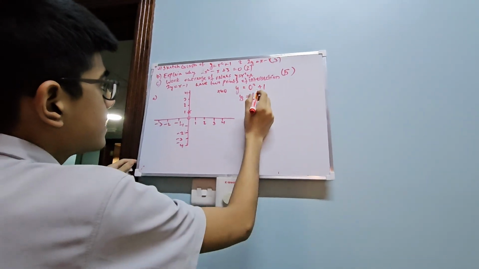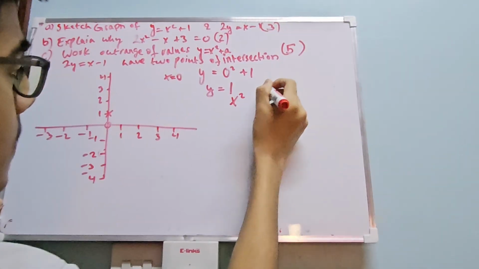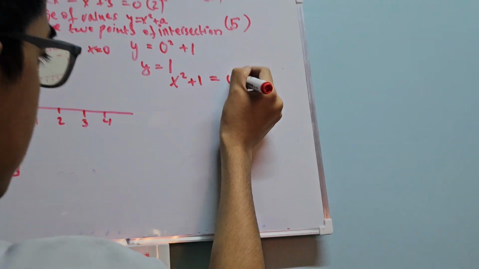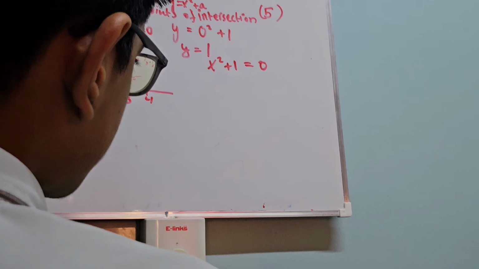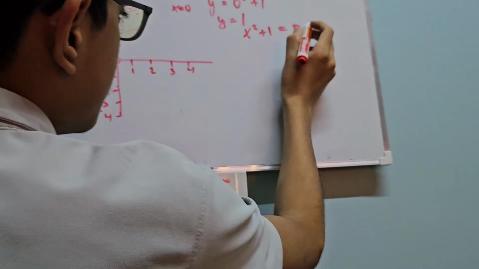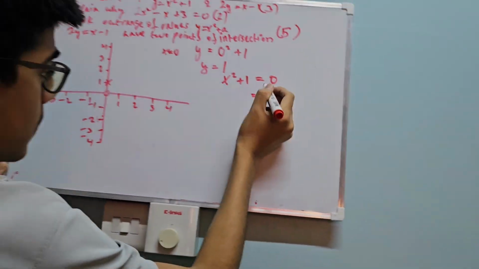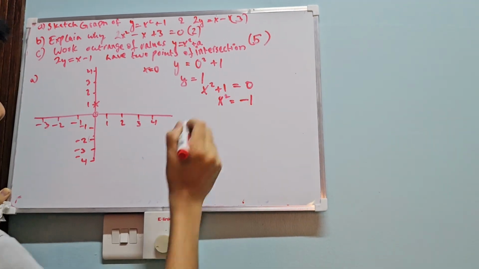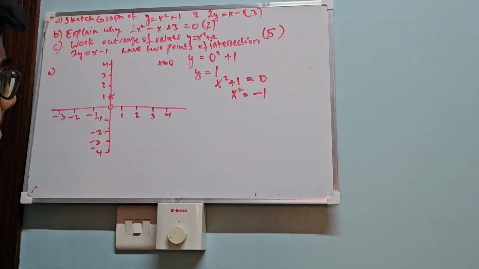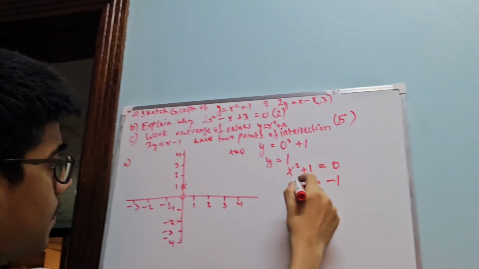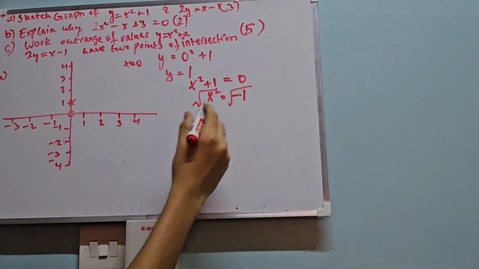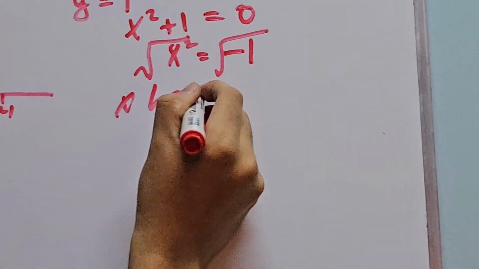So for the x-intercept, what we are going to do is set this equal to 0, okay? And so take minus 1 over there, x squared. But the problem arises that you can't take a square root of a negative number, so x has no real solutions, okay?